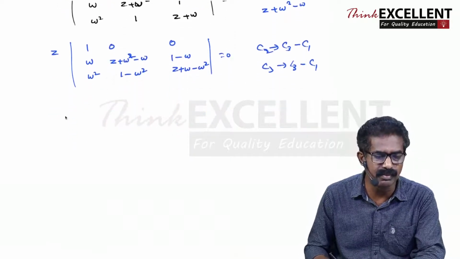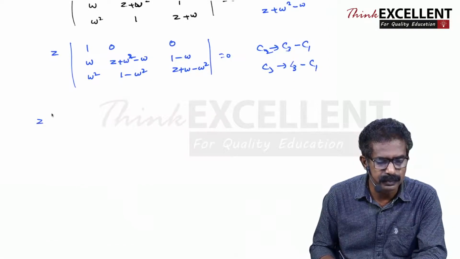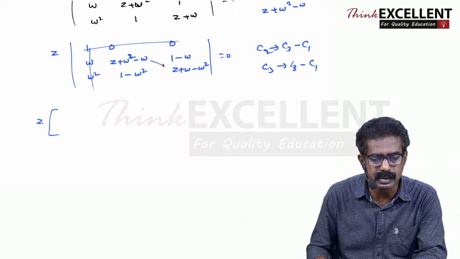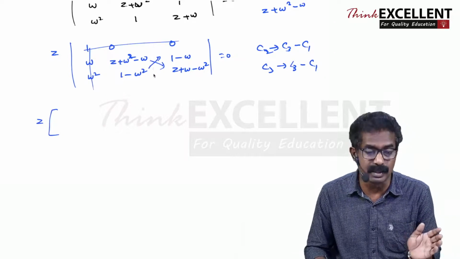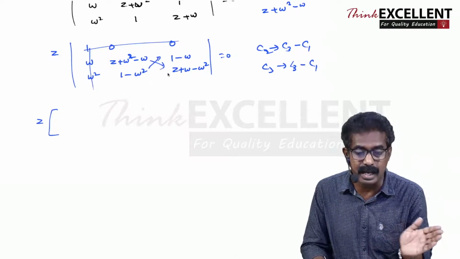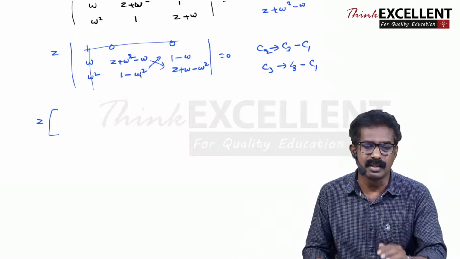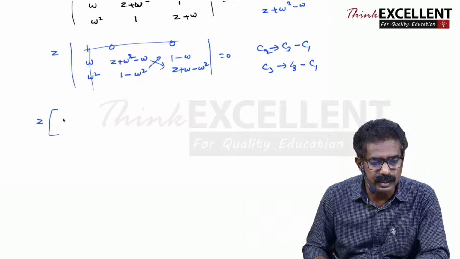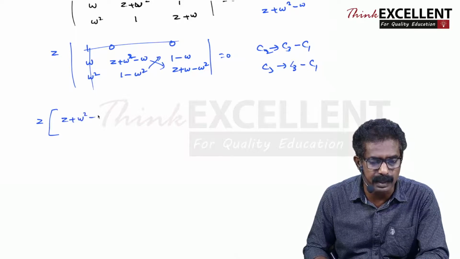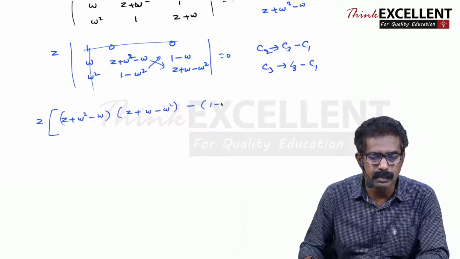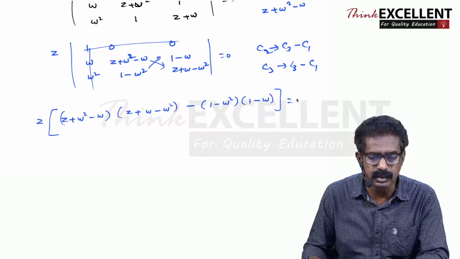Now to simplify, Z into 1 into, leaving that row and that column, this minus this. All the remaining will be 0. But this is tedious work, right? Here 3 into 3, 9 terms you will get first. The second one, 2 into 2, 4 terms. So 9 and 4, 13 terms you will write, okay? So you are getting Z plus omega square minus omega, into Z plus omega minus omega square, minus 1 minus omega square into 1 minus omega, equal to 0.